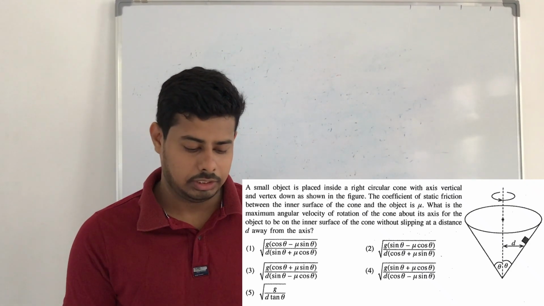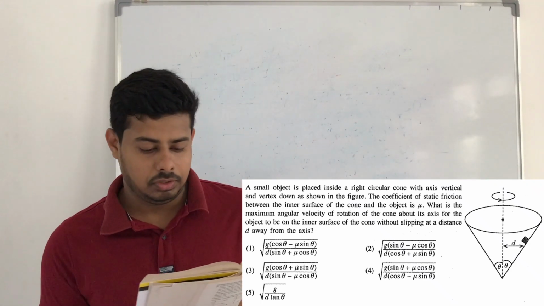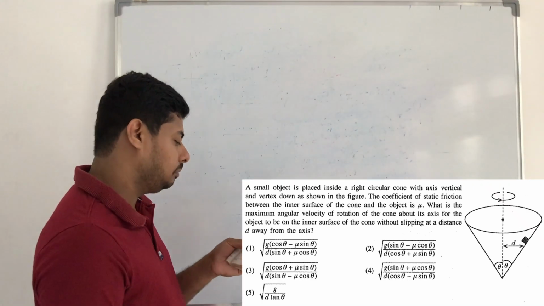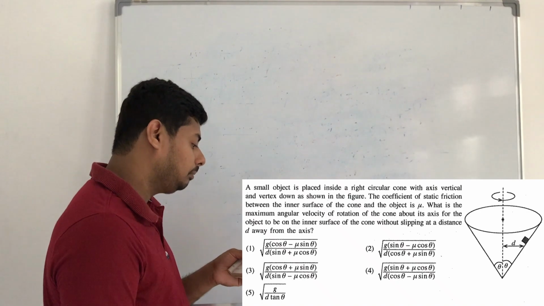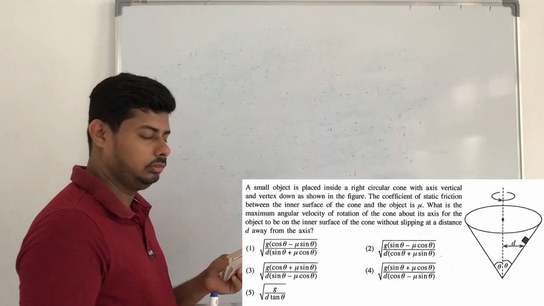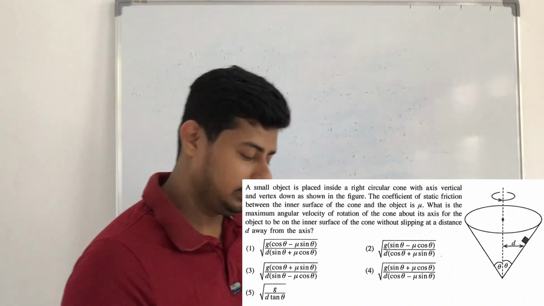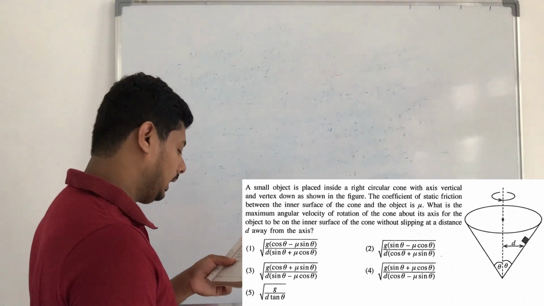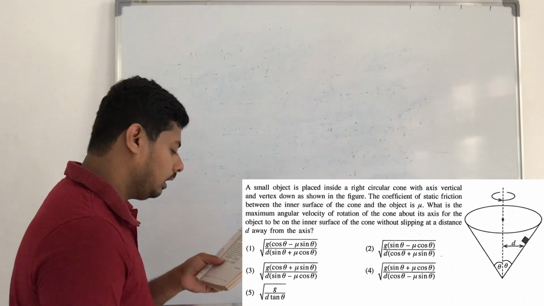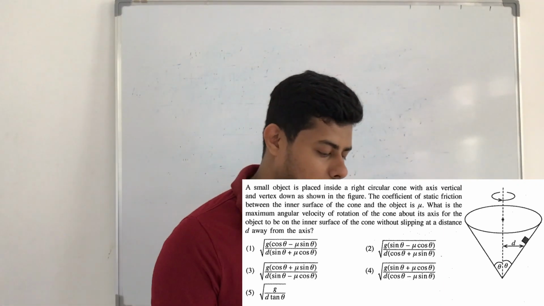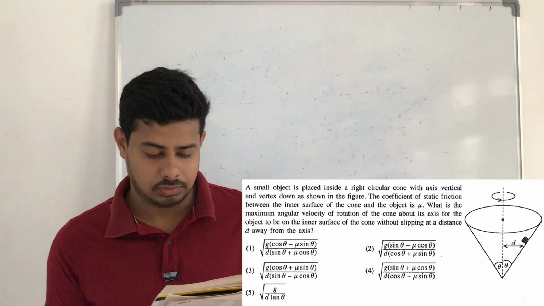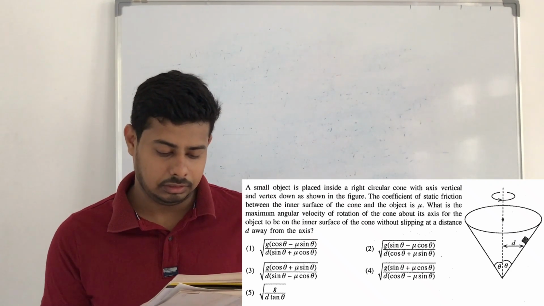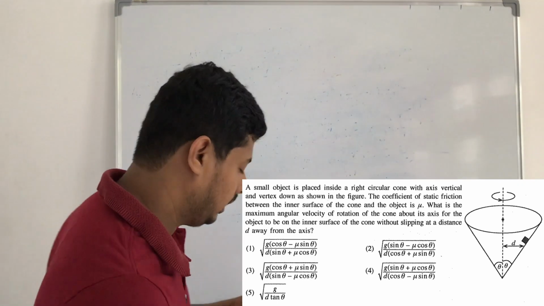vertex down, as shown in the figure. The coefficient of static friction between the inner surface of the cone and the object is mu. What is the maximum angular velocity of rotation? That's important, right? You may underline that one also. What is the maximum angular velocity of rotation of the cone about its axis for the object to be on the inner surface of the cone without slipping at a distance d away from the axis, right?